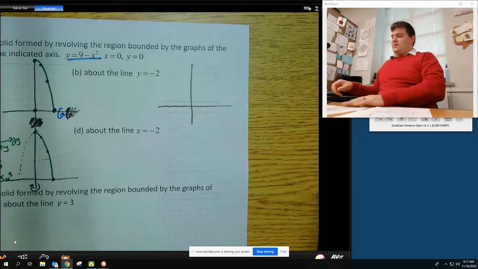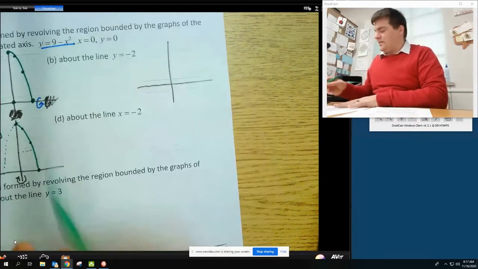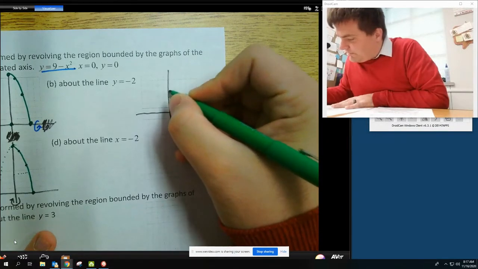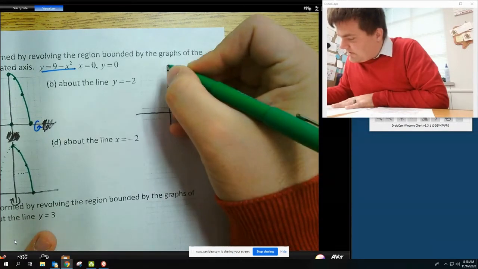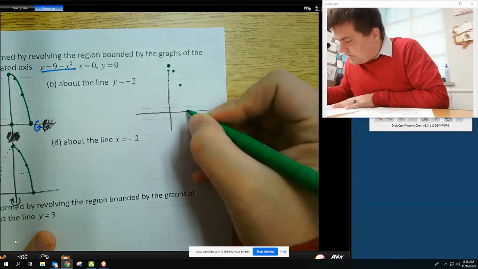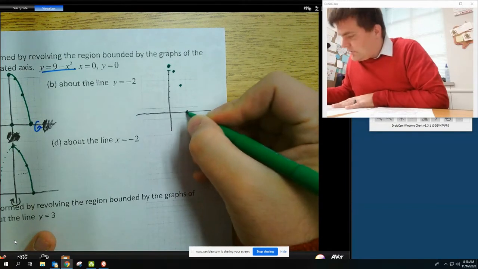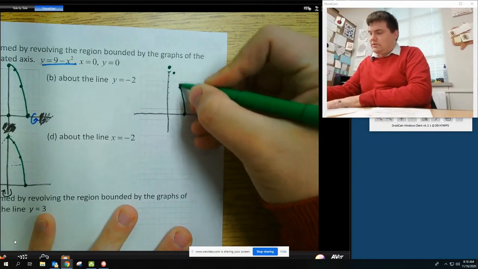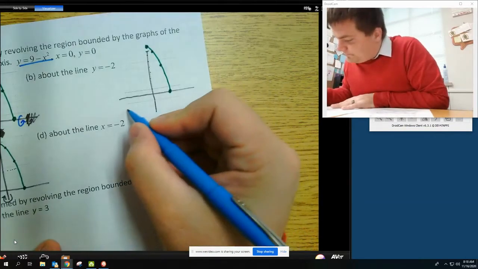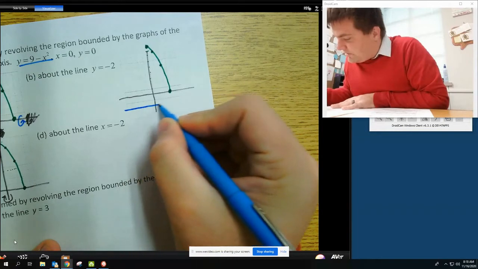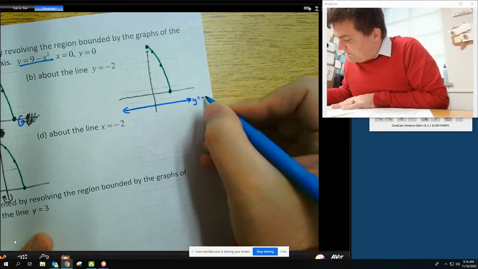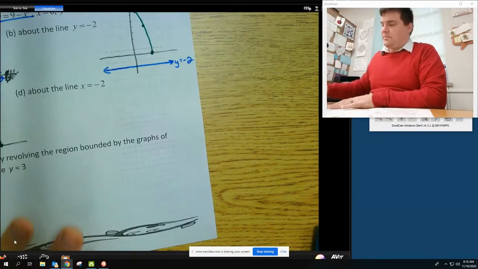So now I'm going to have to sketch this line right here, the y equals -2. So first let me get my 9 minus x squared. So 1, 2, 3, 4, 5, 6, 7, 8, 9. So here we go. Here's my function. And now I'm doing this about the line y equals -2. Okay, I'll just draw the straight line right here. This is y equals -2. And this is what I'm rotating it about.